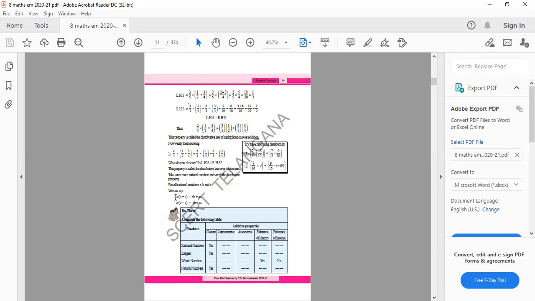Here they wrote the property, and this you have to copy. The formula will be useful to you. a times (b plus c) is equal to ab plus ac, and a times (b minus c) is equal to ab minus ac.